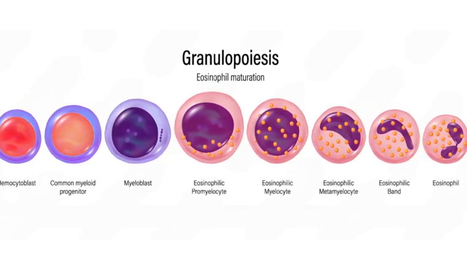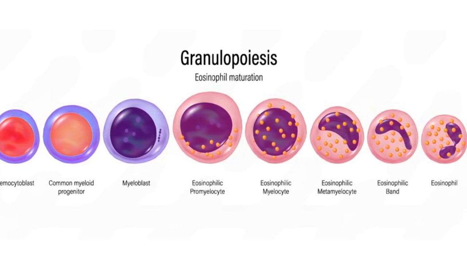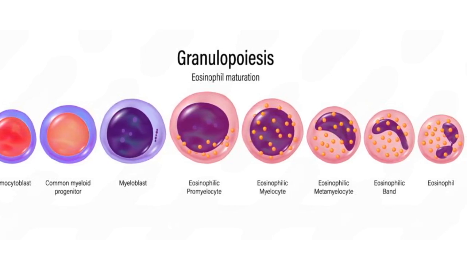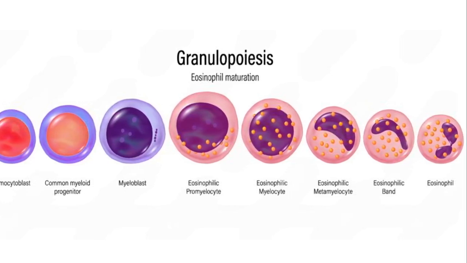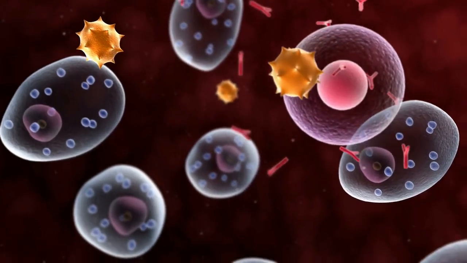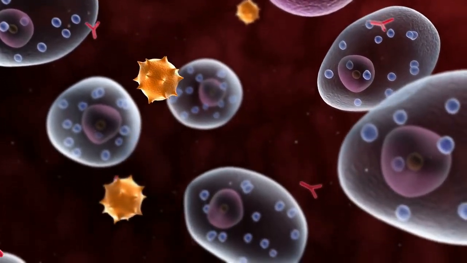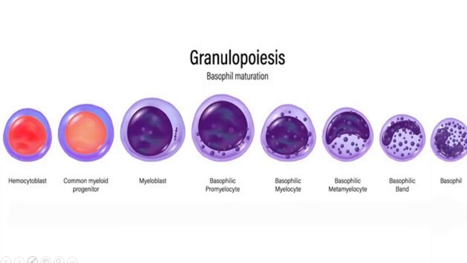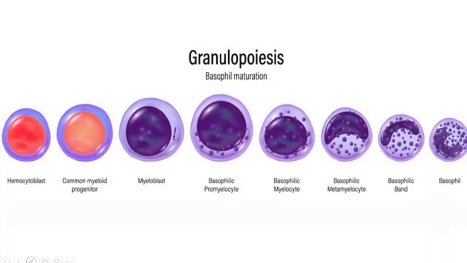Hematopoietic stem cells of bone marrow differentiate into common myeloid progenitors, which give rise to granulocyte monocyte progenitors. GMPs develop into eosinophil progenitors, which mature into eosinophil precursors and then eosinophils. The process of eosinophil formation is regulated by interleukin-5 and is essential for allergic and parasitic immune responses. Number 5. How basophils are formed?